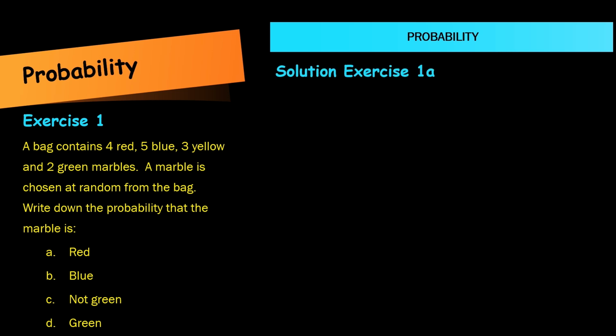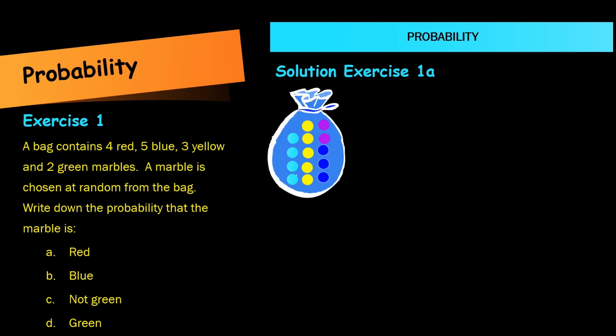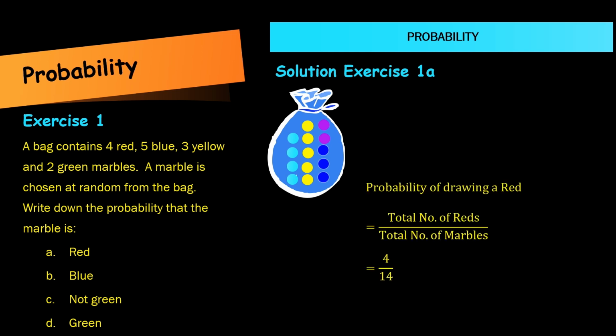The solution to exercise 1 part A. We have a bag containing 4 red, 5 blue, 3 yellow and 2 green marbles. A marble is chosen at random from the bag. Write down the probability that the marble is red. So here's our bag with the given number of marbles in it. The probability of drawing a red is the total number of reds divided by the total number of marbles, which is equal to 4 out of 14, which is of course equal to 2 over 7.